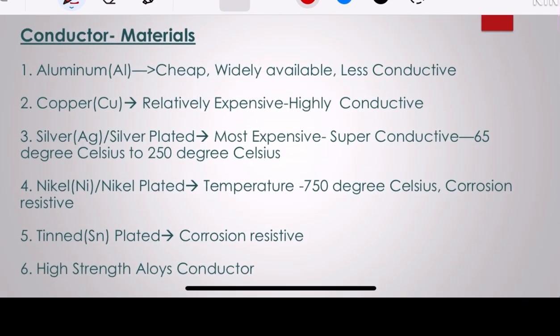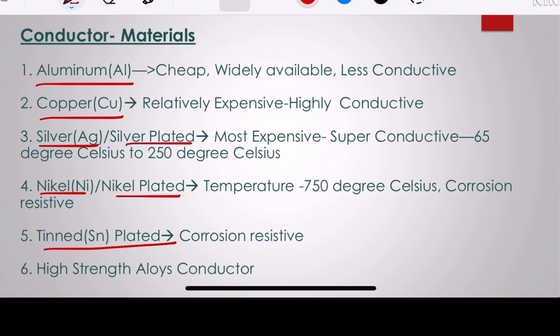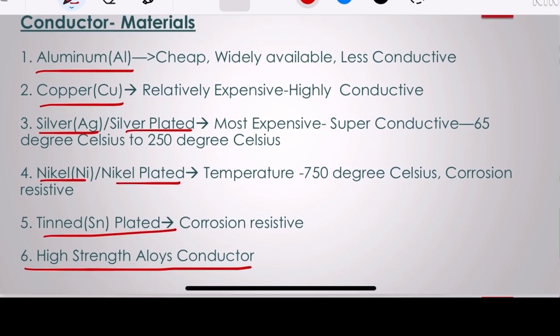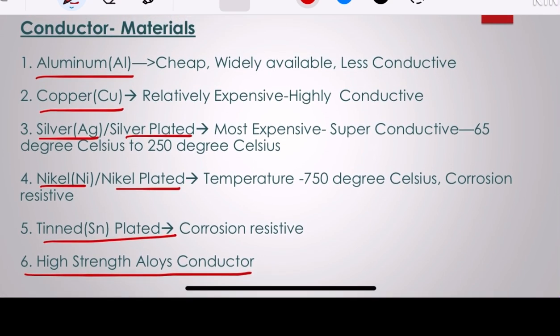Now, as per the material, the conductor is made up of aluminum, the conductor may be made up of copper, the conductor can be made up of silver or silver plated, the conductor may be made up of nickel or nickel plated, the conductor may be tin plated, and it can be made up of any high strength alloy. What does it mean? Let me explain the advantages and disadvantages of each conductor.